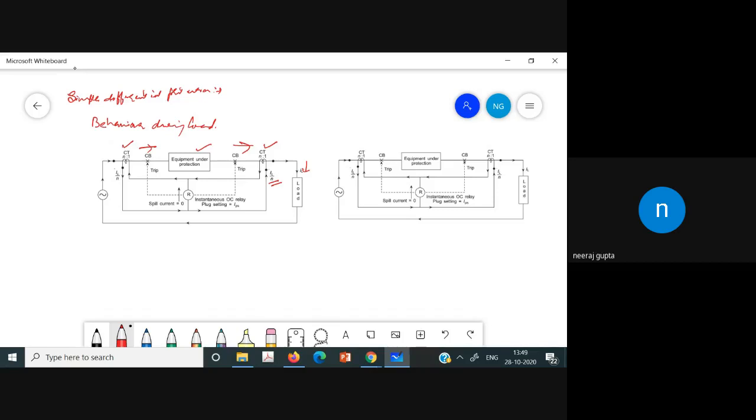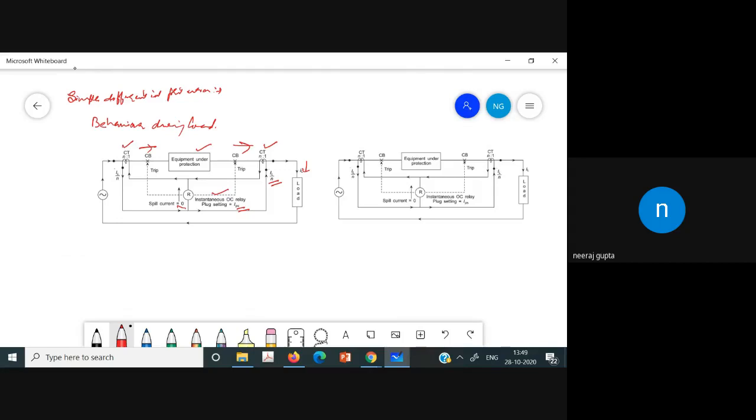And as a result, since whatever current is here is here, no current is moving through this path. In this path, we will have the current which is known as the spill current. So the spill current is 0, and the spill current will actually activate the instantaneous overcurrent relay if its value is greater than the plug setting value of the relay. So this is how this simple differential relay works under the load conditions.